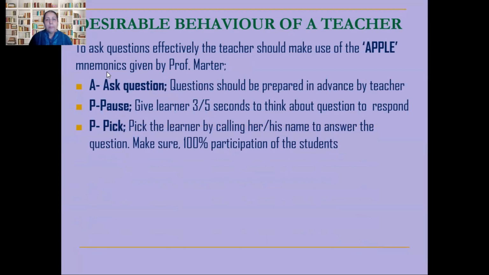Pick the learner by calling her or his name to answer the question. Also, make sure there is 100% participation of the students. This is what Professor Marta said, that we need to ask the learner by calling the name. If the learner says, okay miss, I have to answer, you can name that particular learner and ask. Or initially itself, you can name the person to please stand and then raise the question. Or surely you can ask the question to the whole class. Also take care that you are not questioning a specific individual; the same learner should not answer again and again.